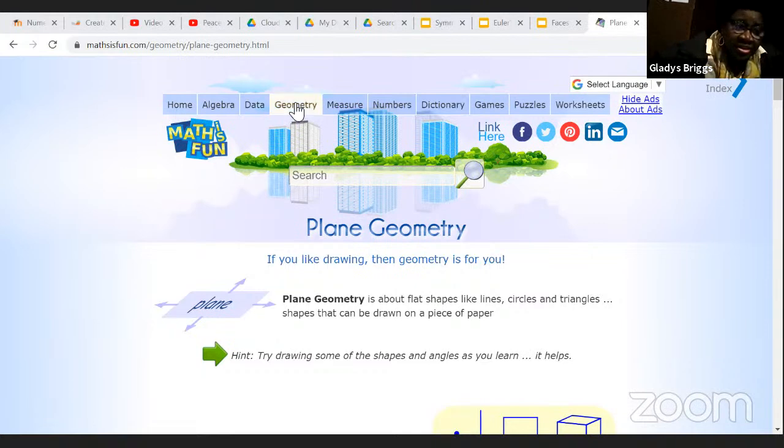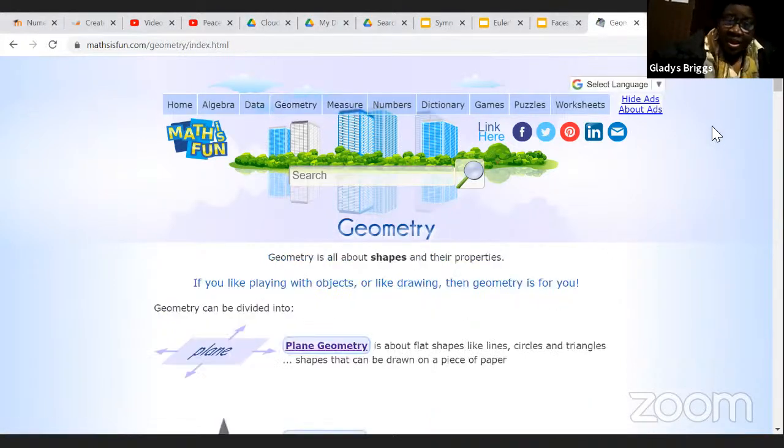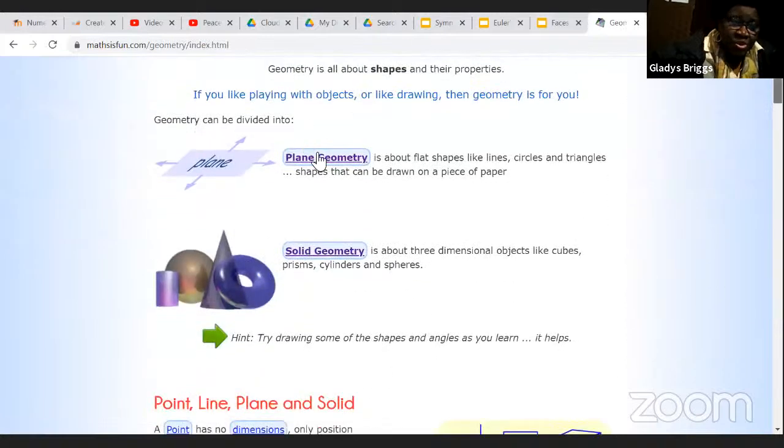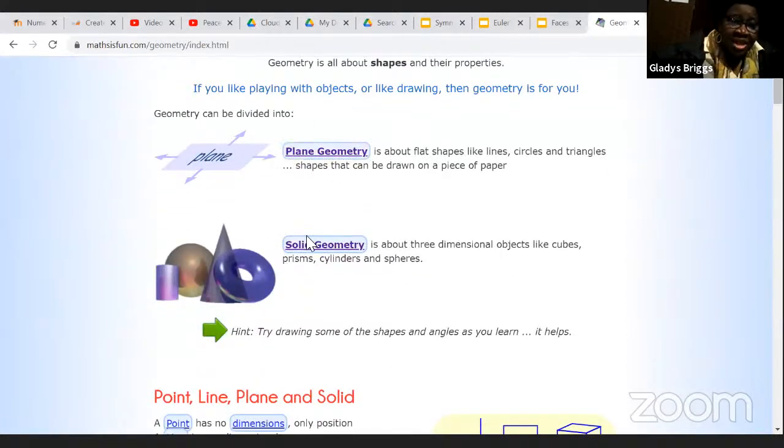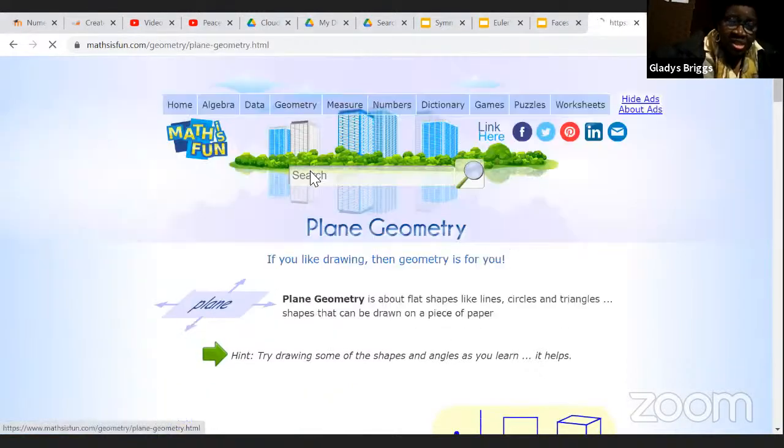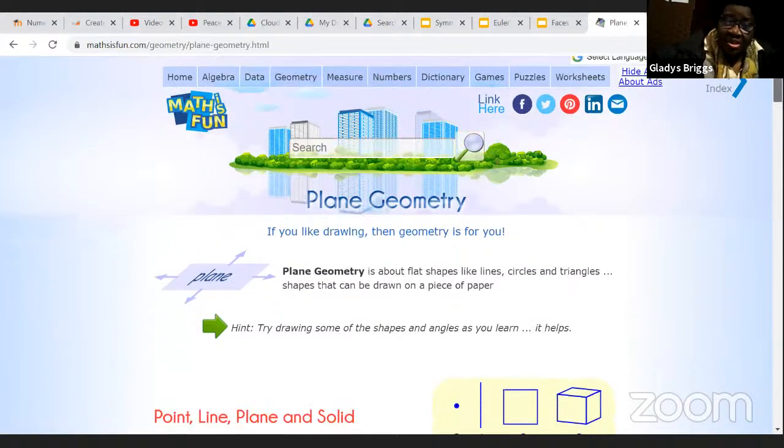I think here I had on this Maths is Fun. It's a really good website for maths. We had geometry there. And I think the ones to do with 2D shapes are plane geometry, and the solid shapes, or 3D shapes, are solid geometry. So this is what we were doing from yesterday till today.